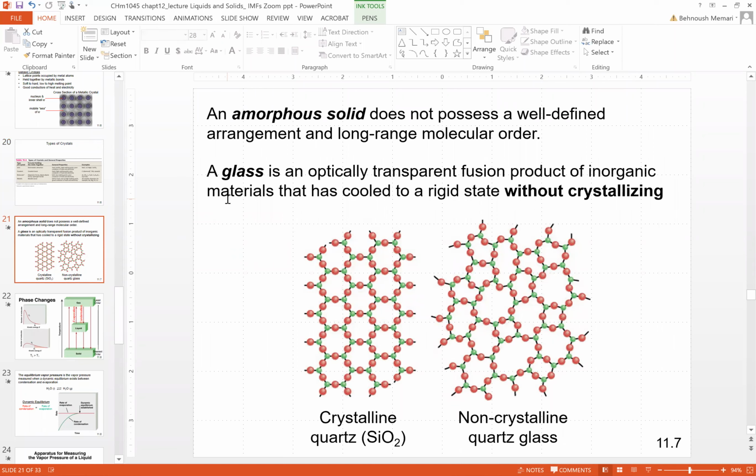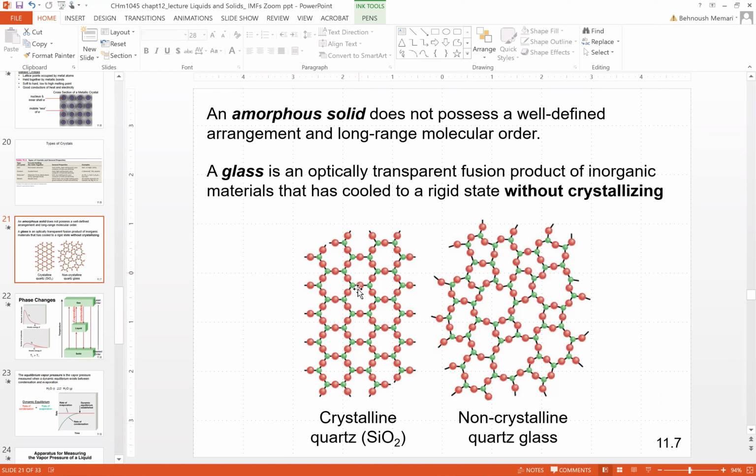The amorphous solid, or non-crystalline, has an unorganized shape. You see some of the openings here, and even the number of atoms in each side or in each part is different. So it's very unorganized. That's non-crystalline, or without crystallizing. So glass is an example of it.